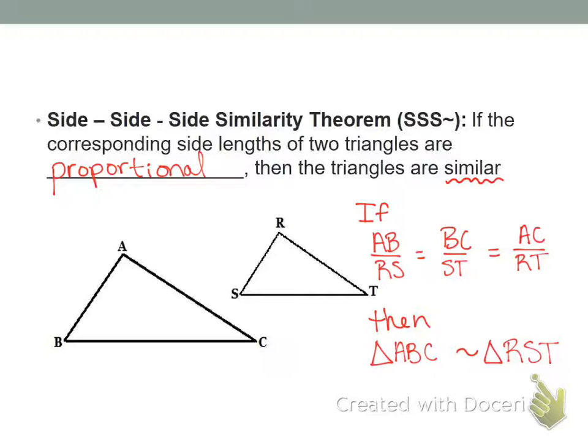Questions, concerns? Need more time on this theorem? Ready to keep going? On we go.